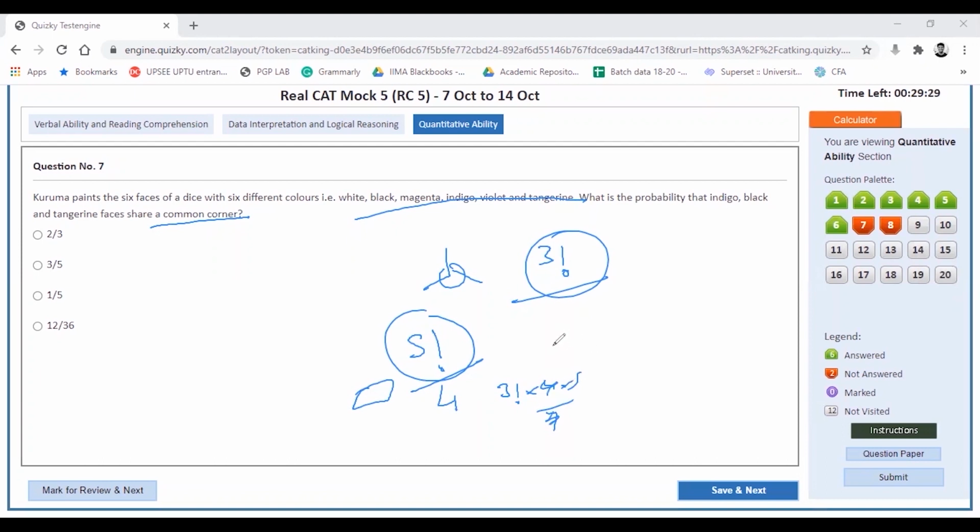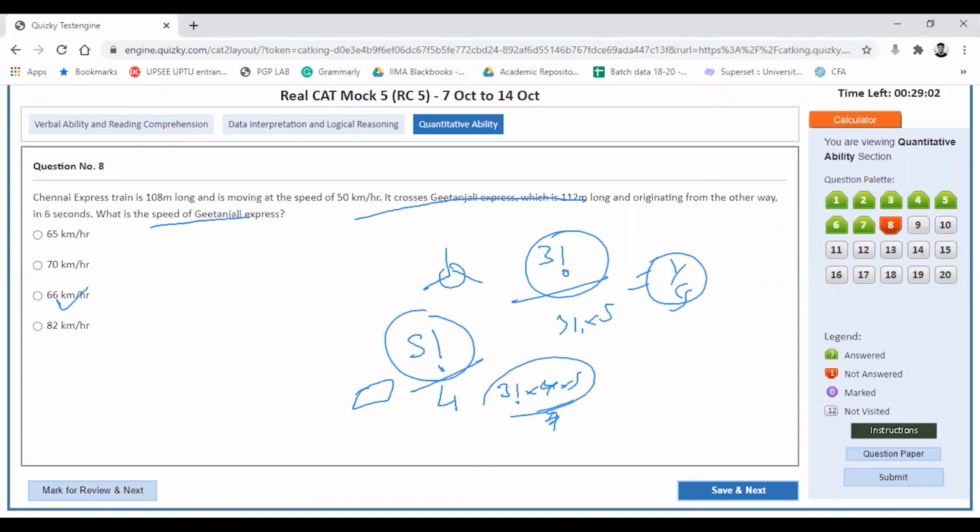Sorry, I think I, 3 factorial times 3. I think I am correct. Yeah. So 3 factorial times 5. This gives me simply 1 by 5. That is the answer. Option C is the answer. That is what we would choose.